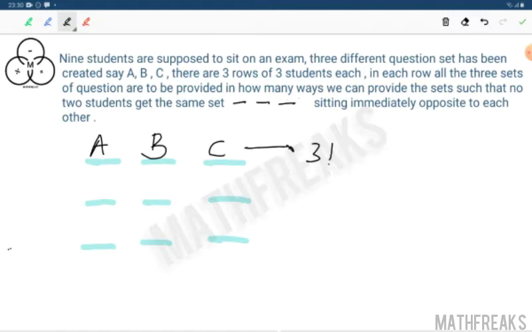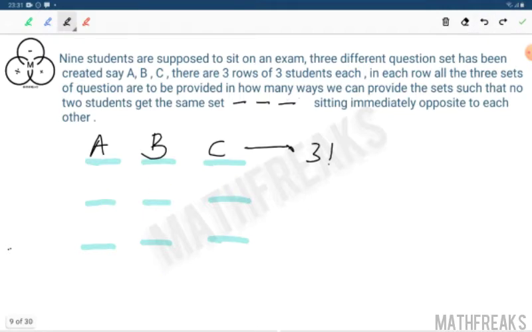In how many ways can we provide the sets such that no 2 students get the same set? So the arrangement is like that. No one sitting opposite to A will get A, and here also no one can get A. If somebody gets A here, B here, C here and B here, then no one can get A here. A cannot be here. So this kind of arrangement we have to think. This is typically a question of derangement.